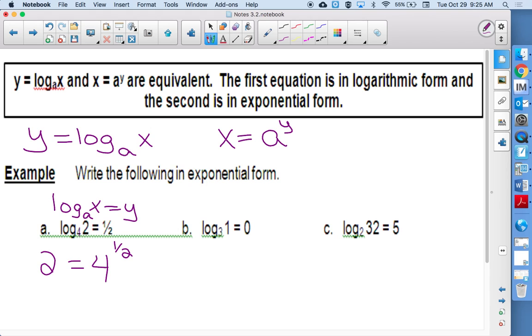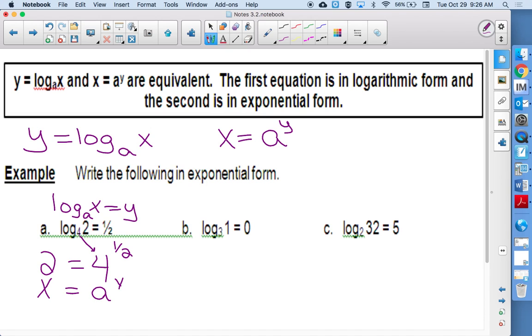So, this is still your base. Here's my base, and then these values flip-flop. My base is 4, and then we have x equals a to the y value. If you need to, rewrite the current form so that you can switch it. The base stays the same, and you're switching x and y.